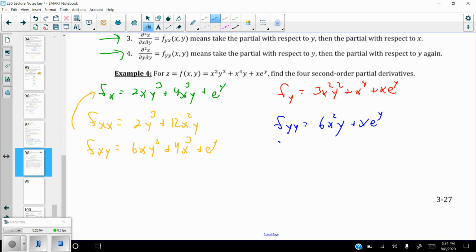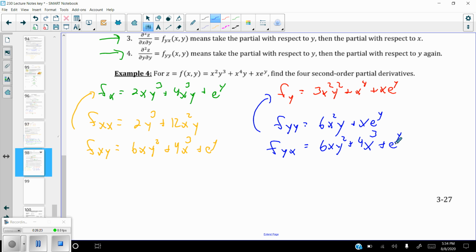But we could also do fy then x. So again, go back to this. Now take the derivative with respect to x only. So now we'll bring that 2 from the x out to the front and get 6. Reduce the x by 1, keep y constant, y squared. The next piece is just 4x cubed. And then the last piece, we're doing that with respect to x. The derivative of x is 1, so we get plus e to the y.